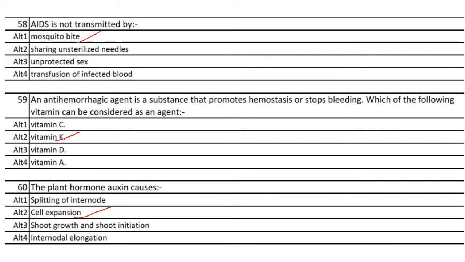Which of the following vitamins can be considered as an agent? So they have asked for the one which stops bleeding. It's an anti-hemorrhagic agent, and which of the following vitamins is considered as an agent to stop bleeding? So answer is vitamin K. The plant hormone auxin causes cell expansion. This is a repeated question. They have asked for 2-3 years.